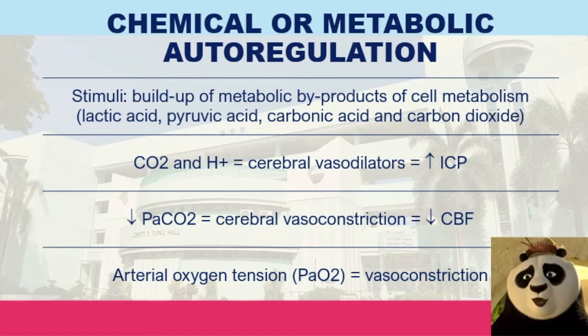Now, what could possibly happen if your patient has overly decreased carbon dioxide? Once the PaCO2 is decreased, class, another effect will be cerebral vasoconstriction. Will that be good for the body? No, it would decrease your cerebral blood flow. So look at that, class. An increase in carbon dioxide would lead to vasodilation, increasing ICP. But if your carbon dioxide is decreased, it will result in vasoconstriction, and in turn, it will decrease your cerebral blood flow. So again, we need balance. And then, if there is decreased arterial oxygen tension, it is also expected that there will be vasoconstriction.